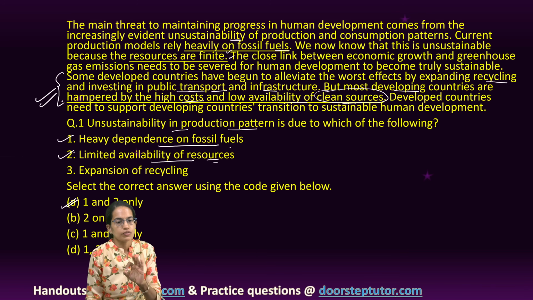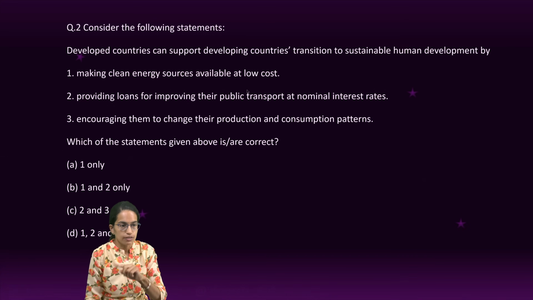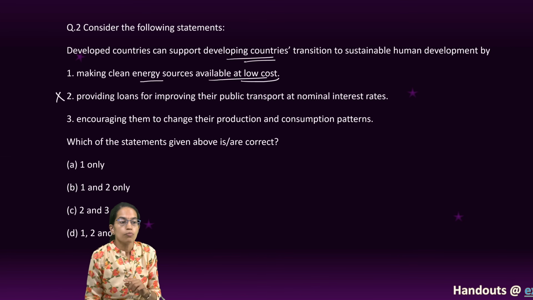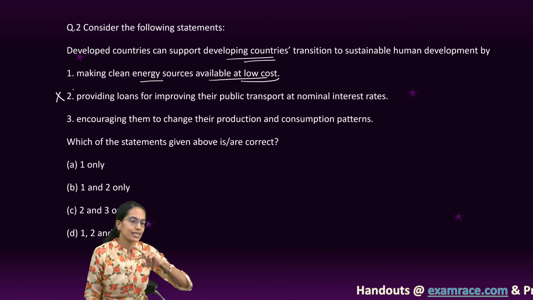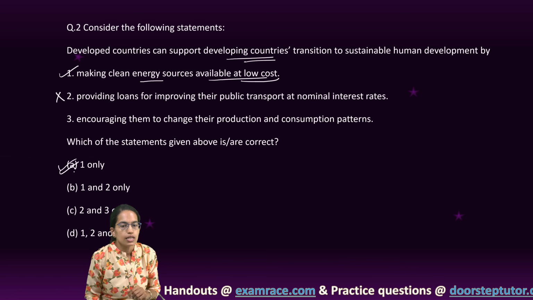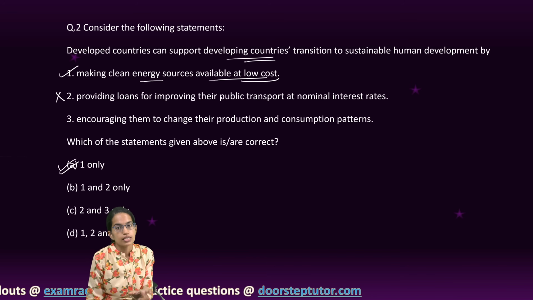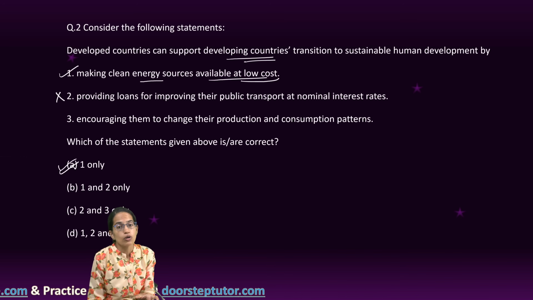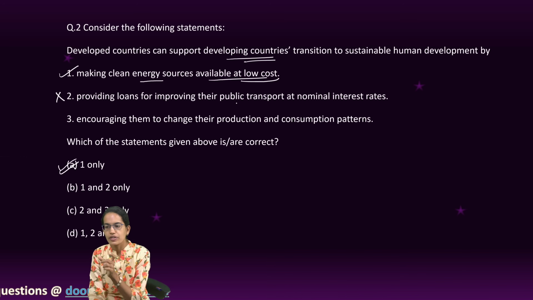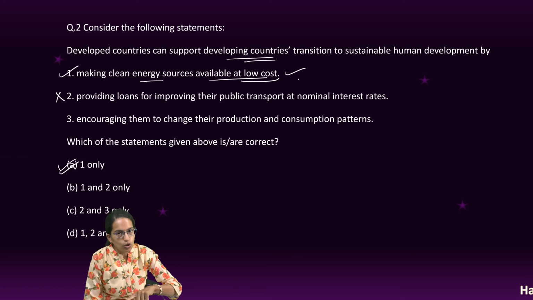Public transport and infrastructure has been done in developed nations. Nothing has been mentioned for the developing nations. So 2 might look closer to the answer, but it's actually not the correct answer here. So 1 only would be the right answer here. Clear? Because for the developing countries, their only concern is high cost and low availability of clean resources. So if the clean resources are available at low cost, then that would be the perfect solution for their problem.